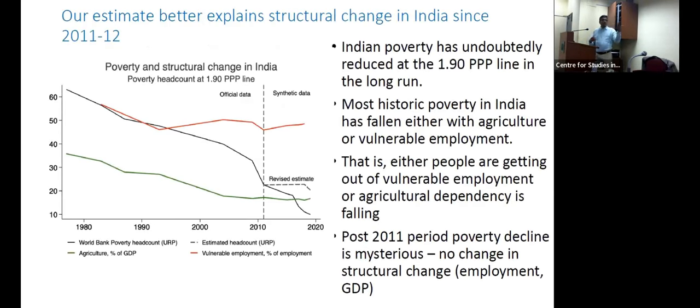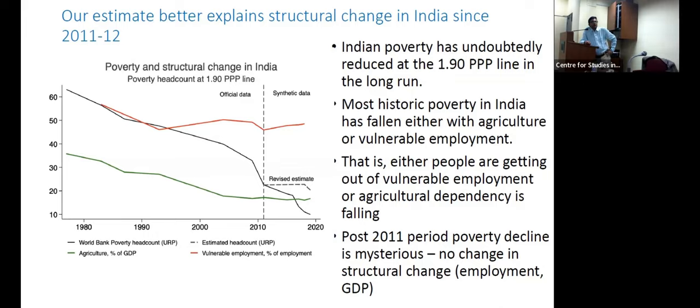So I want to now sum up, and this is a better visual summary than a table. Essentially, our estimate explains better the features of the structural change in India since 2011-12. So let's look at this graph. The green line is the share of agriculture as a percentage of GDP, and this is since the early 80s and before. We can just look at this part, where I'd like to point out that this looks fairly flat, right?